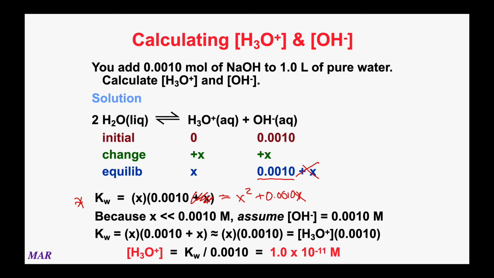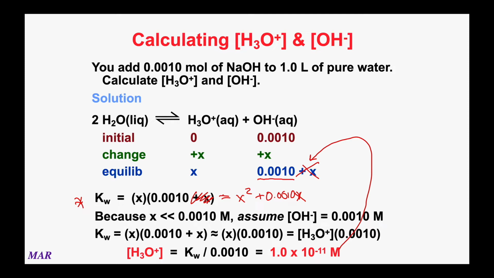Now, if you're feeling weird about making these kinds of assumptions, you can always take the answer here, 10 to the minus 11th, and put it back up here. Does it make a big difference on the hydroxide? We were talking about 0.0010 plus a 10 to the minus 7th number. The number we calculated is even smaller. It's 1.0 times 10 to the minus 11th.